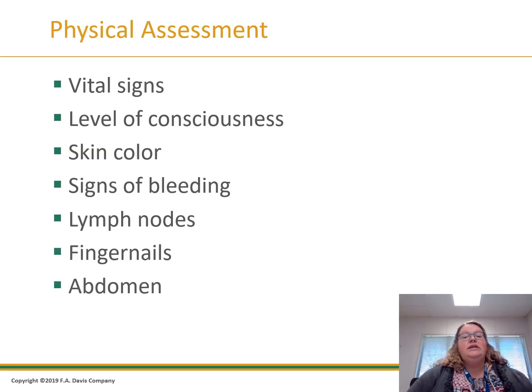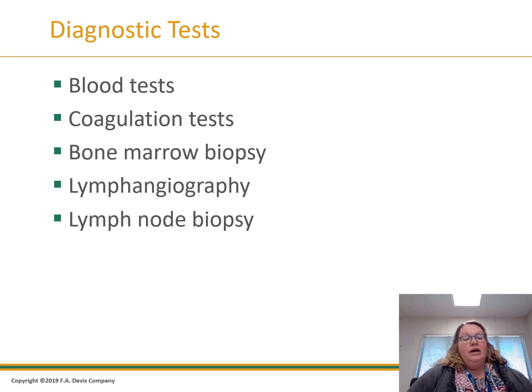So our physical assessment, we want to get vital signs, assess the level of consciousness, skin color, signs of bleeding, lymph nodes, fingernails, and the abdomen. Our diagnostic tests, we're going to get blood tests, coagulation tests, bone marrow biopsies, lymphangiographies, and lymph node biopsies. And we remember cancer likes to hang out in the lymph nodes as well.